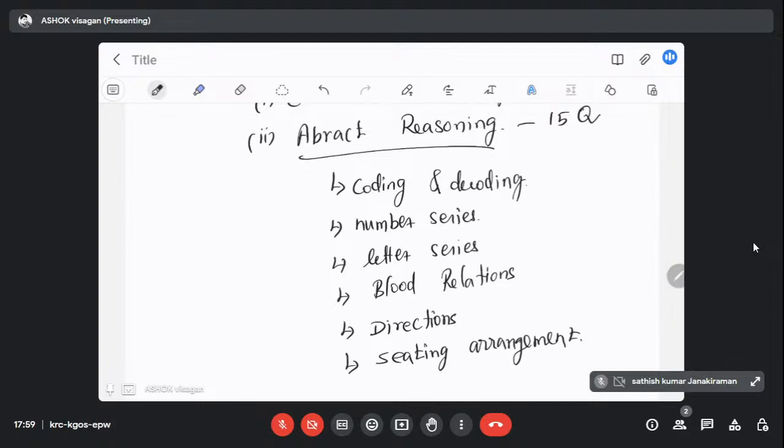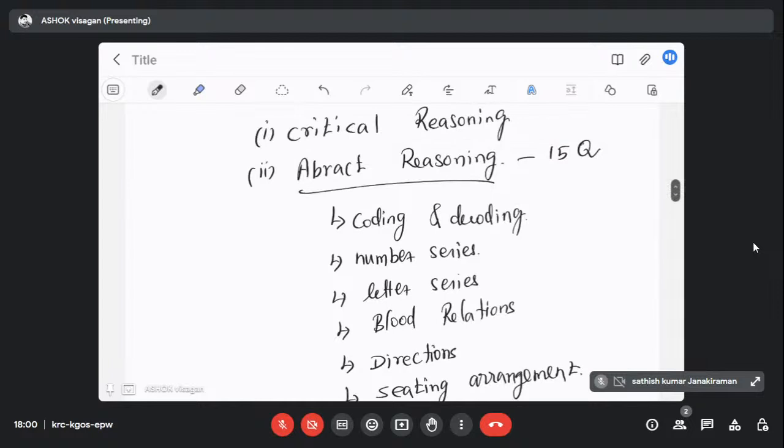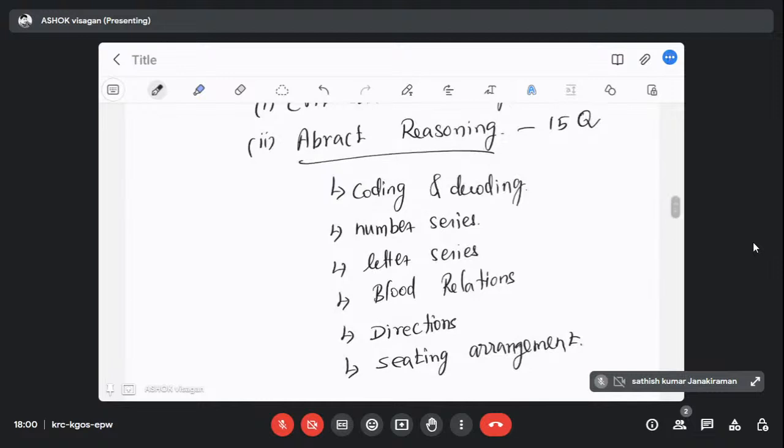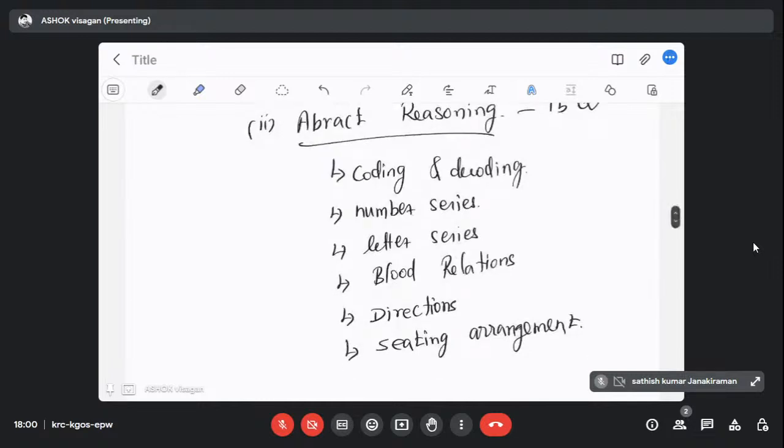So you need to be very careful. Sometimes seating arrangement may come under critical reasoning also. Either way, you will have questions on seating arrangement for sure in one section. Either you will have seating arrangement in critical reasoning, or else you will have it in the abstract reasoning part. And these are the most important topics, and I will tell you one by one.